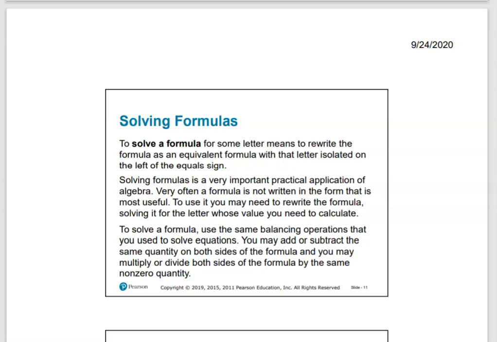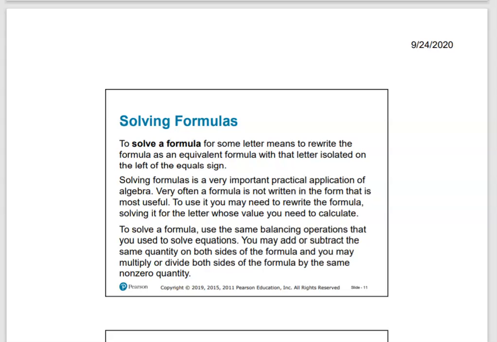To solve a formula for some letter means to rewrite the formula as an equivalent formula with that letter isolated on the left side of the equal sign. Solving formulas is a very important practical application of algebra. Very often, a formula is not written in the form that is most useful. To use it, you may need to rewrite the formula, solving it for the letter whose value you need to calculate. To solve a formula, use the same balancing operations that you use to solve equations.